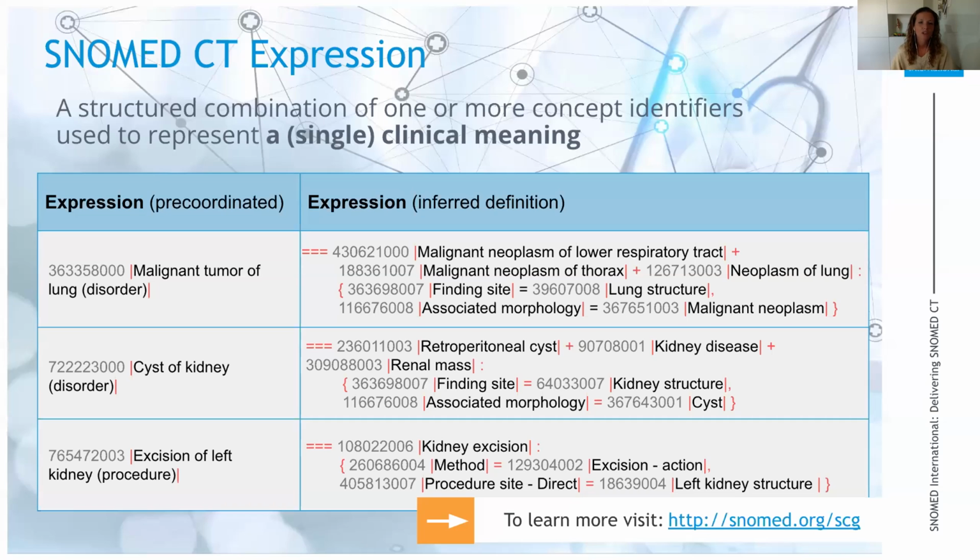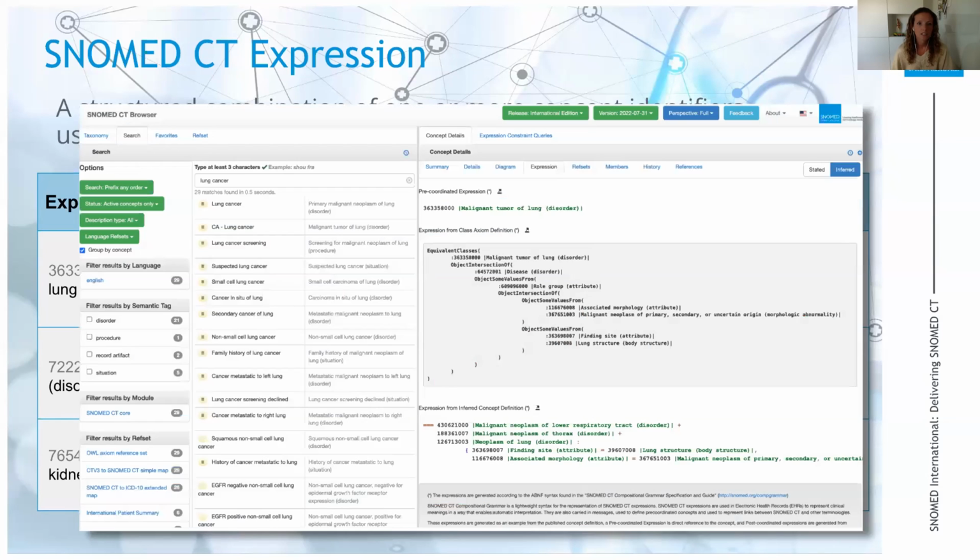And the important thing to notice here is that when we talk about expressions, we talk about a single clinical idea or single clinical meaning. And we use the compositional grammar as the syntax for representing expressions in a standardized and consistent way. We have the direct link to the compositional grammar specification there. And you can actually see these expressions in the SNOMED CT browser. In the expressions tab, you can see in the bottom the expression for the concept in focus.